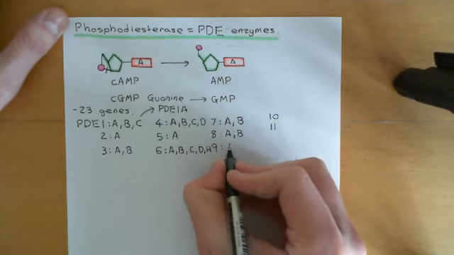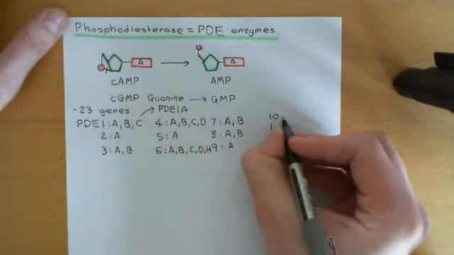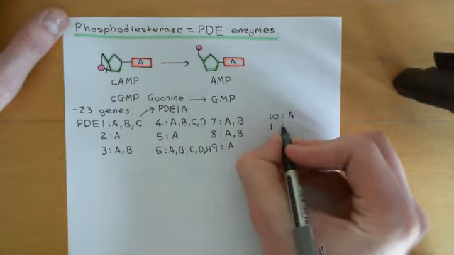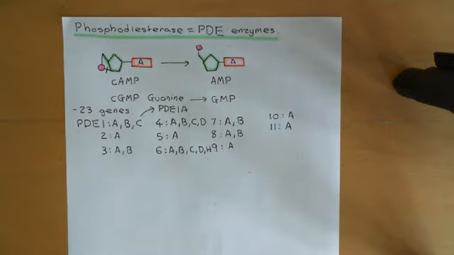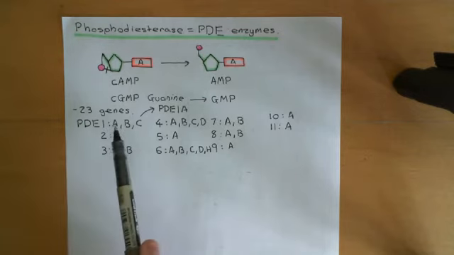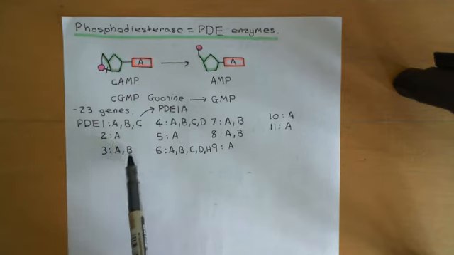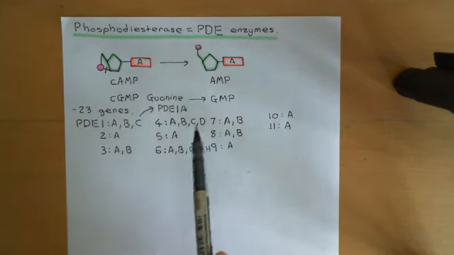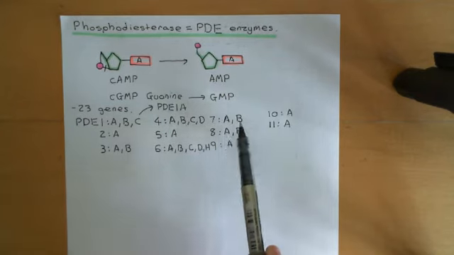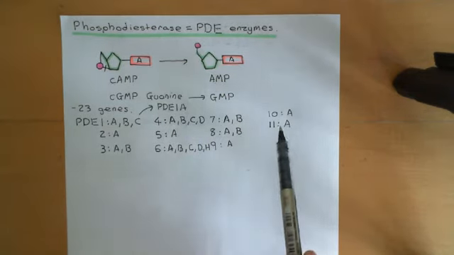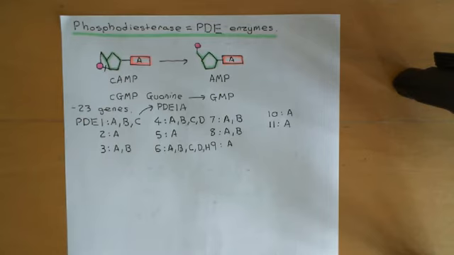Phosphodiesterase family number 9 has 1 member, A, and it's the same for 10 and 11, just 1 member, phosphodiesterase 10A and phosphodiesterase 11A. Okay, and I believe that takes us up to 23 genes now. So 1, 2, 3, 4, 5, 6, 7, 8, 9, 10, 11, 12, 13, 14, 15, 16, 17, 18, 19, 20, 21, 22, 23. Bravo.